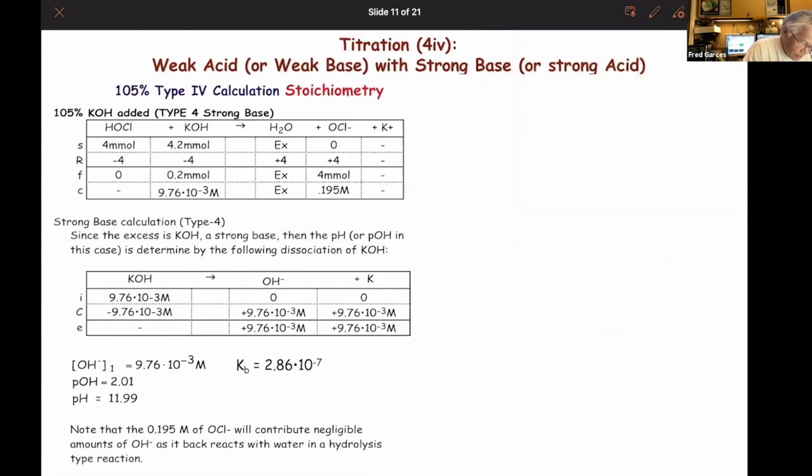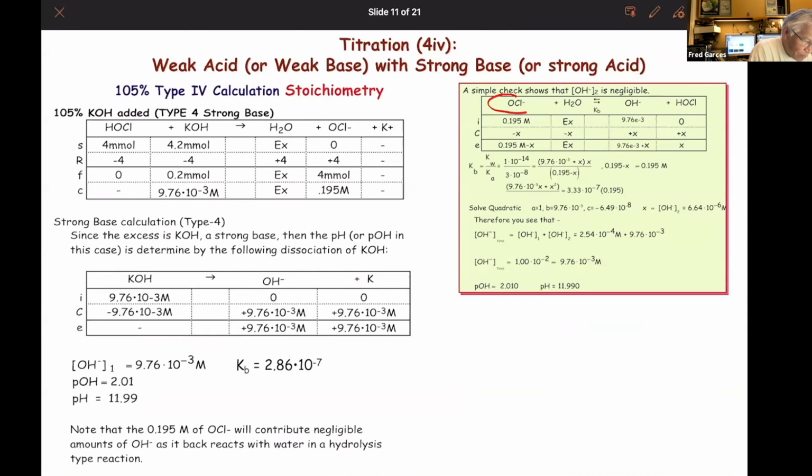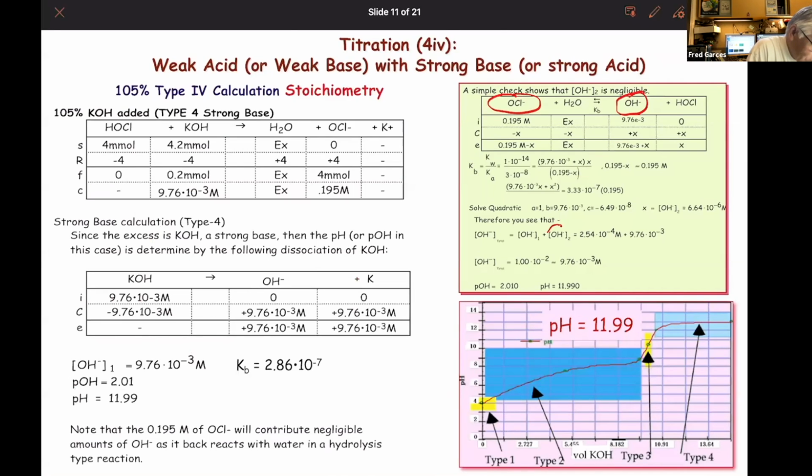So I'm going to clear this. This is the calculation for how much the conjugate produces in terms of the hydroxide when it does hydrolysis, because remember, you're going to have the conjugate in that solution. Look at the amount that you actually get. You actually have to solve this using the quadratic, and that concentration is about 6.64 times 10 to the minus 6 versus 9.76 times 10 to the minus 3 from the excess hydroxide. You ignore the contribution from this because it's not significant. So you have our last point, 11.99.